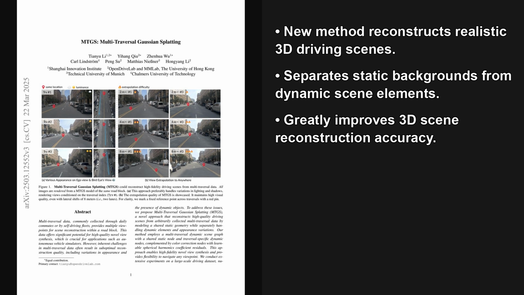It uses what's called multi-traversal data, which is just data gathered from many different trips through the same location, like on a daily commute. The core idea, MTGS, uses an approach called Gaussian splatting to represent scenes with many 3D points, and it cleverly separates the static background from moving objects and changing appearances.